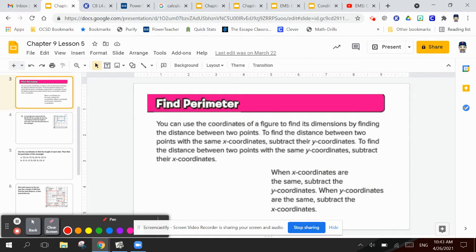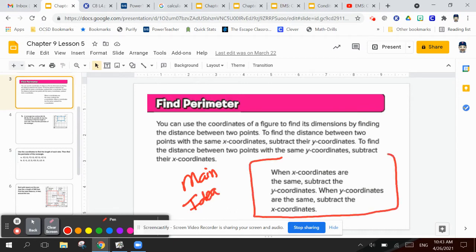So our main idea today is simply this, and this is very important as we go through. When x coordinates are the same, we're going to subtract the y coordinate. When the y coordinates are the same, we're going to subtract the x coordinate.